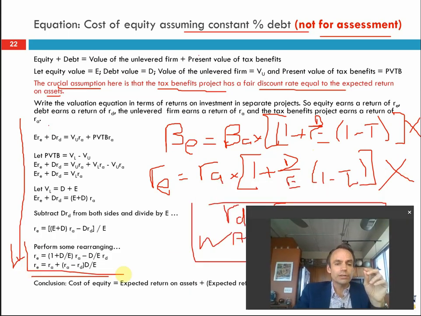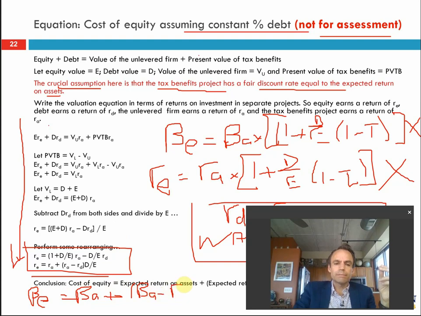If you're going to make those two assumptions in the box there, use the equation on the bottom left-hand corner here that says the cost of equity is equal to expected return on assets plus expected return on assets minus the cost of debt times debt to equity. And if you want the beta version of that, it's that equity beta is equal to asset beta plus asset beta minus debt beta times the debt to equity ratio. And where's the debt beta come from? Cost of debt minus the risk-free rate divided by the market risk premium.